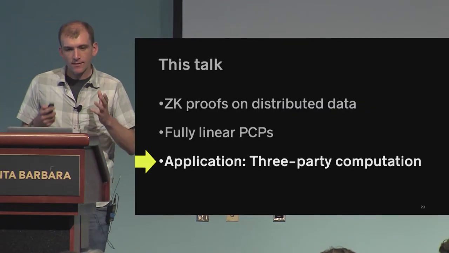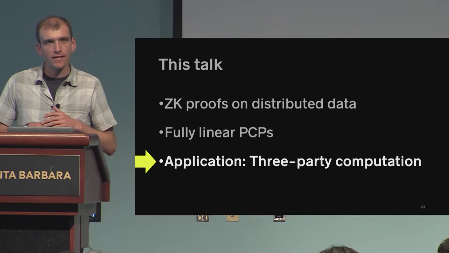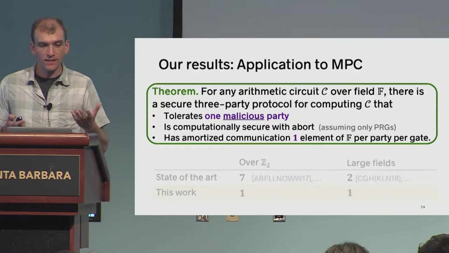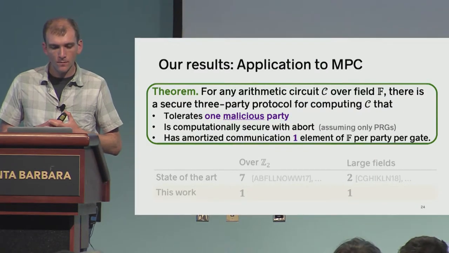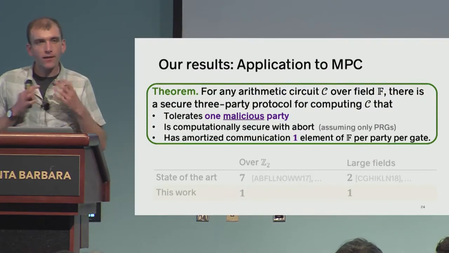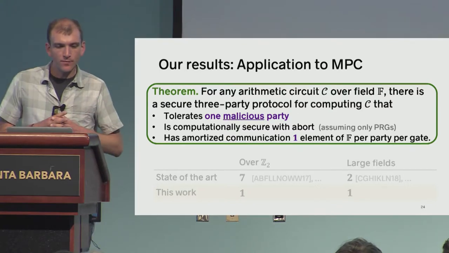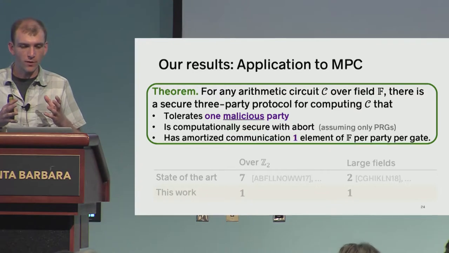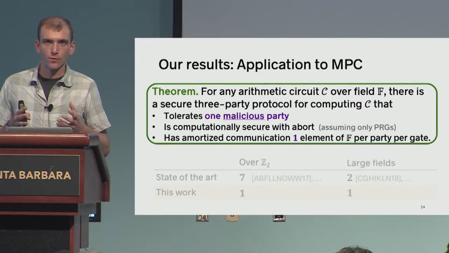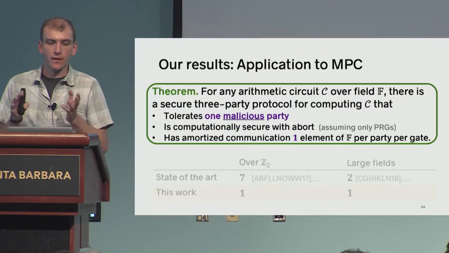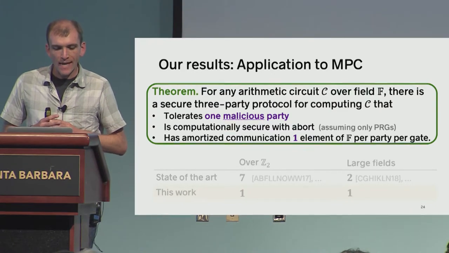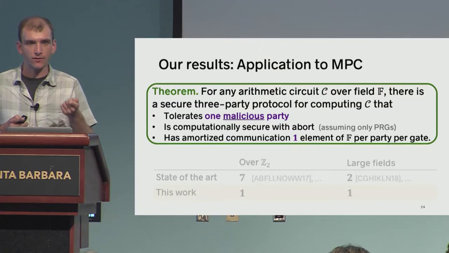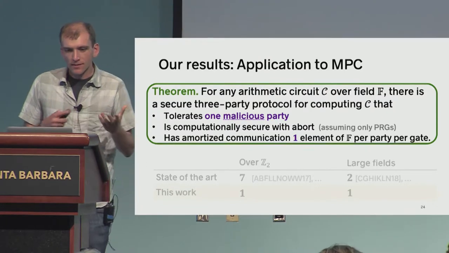Okay, so the last thing I want to do is talk about an application of zero-knowledge proofs on distributed data to multi-party computation, or in particular, three-party computation. What we show is that for any arithmetic circuit you have over a field F, there's a secure three-party protocol for computing this circuit that tolerates one malicious party, is computationally secure with abort, and we make only black box use of a PRG for this, and it has amortized communication cost one field element per party per gate in the circuit. So this is interesting for two reasons.